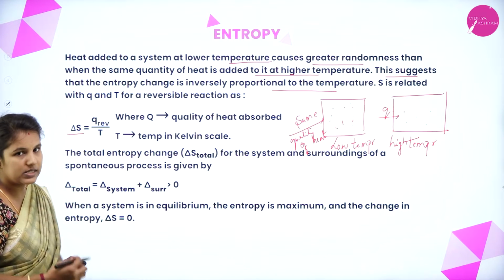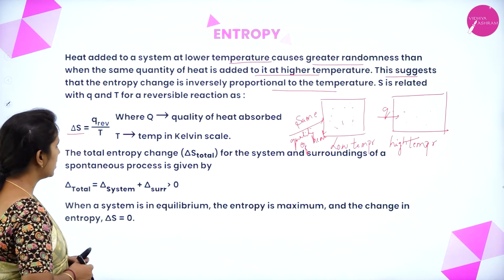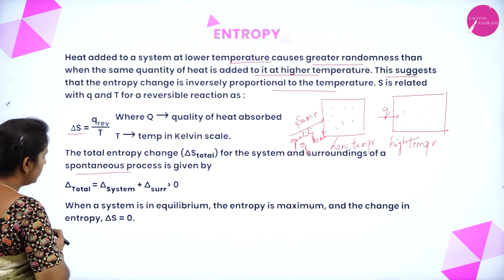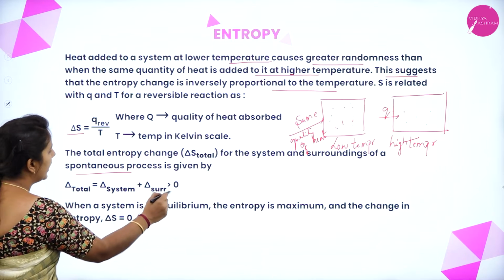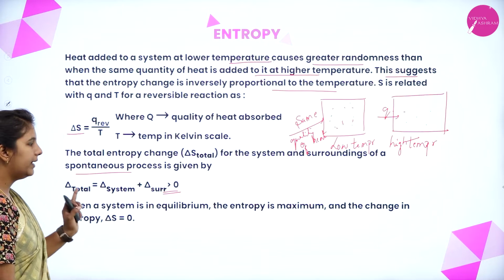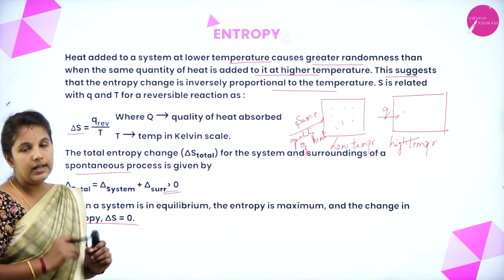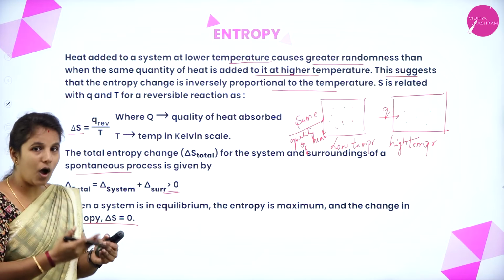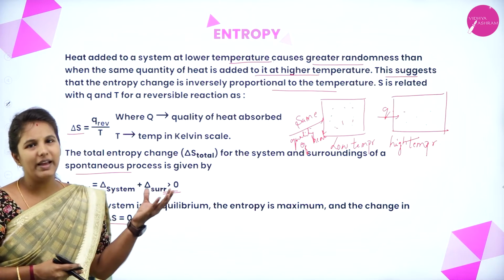And the total change in the entropy of the system and the surroundings for a spontaneous process is given by delta S total, which is equal to delta S system plus delta S surroundings, and it is always greater than 0. When the system is at equilibrium, the entropy is maximum and the change in the entropy becomes 0. So this is how the dependence of entropy on temperature and heat can be understood by taking the two examples.